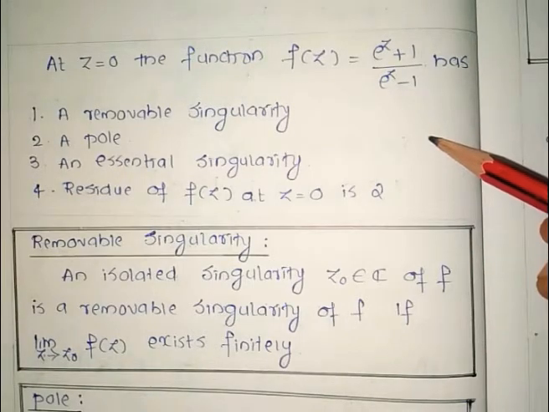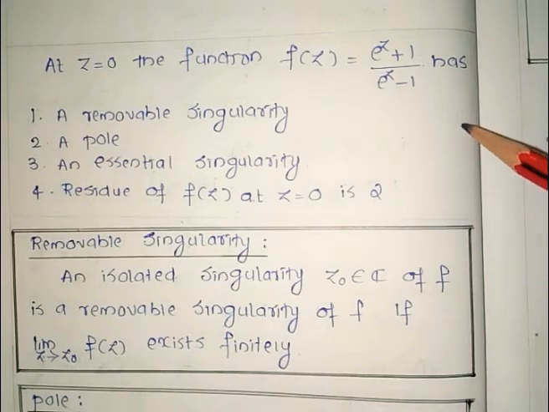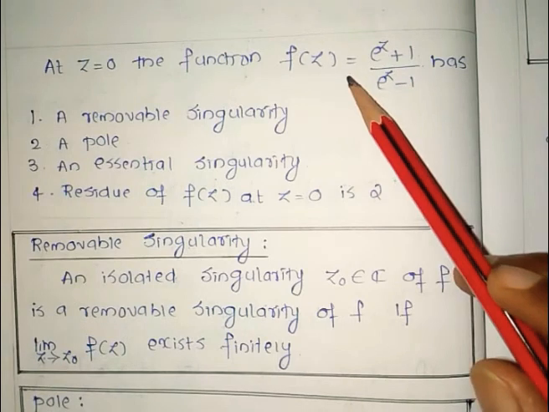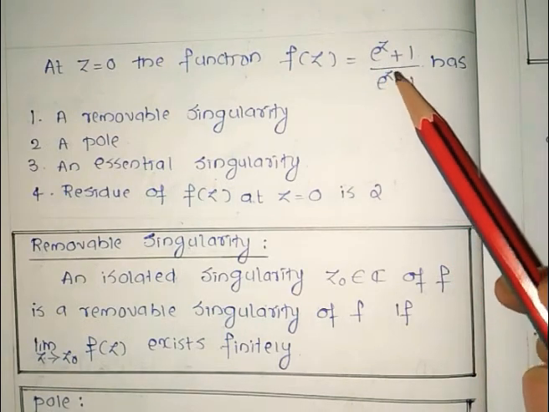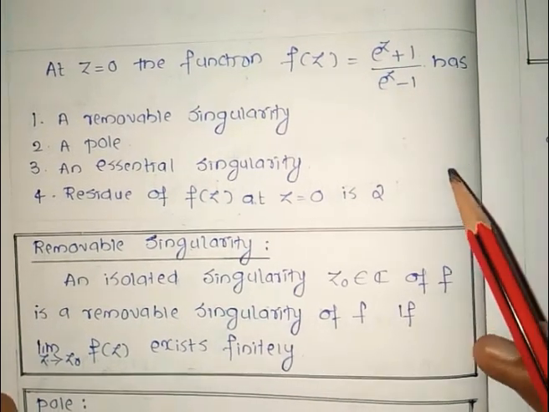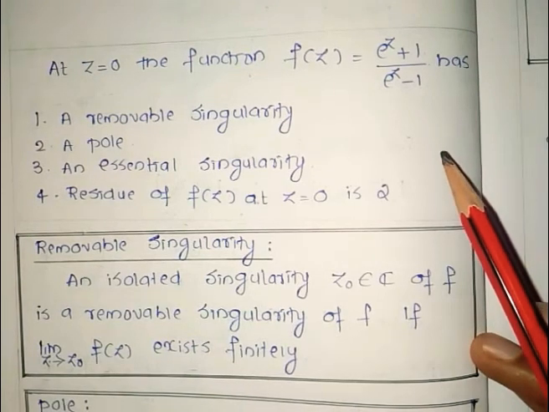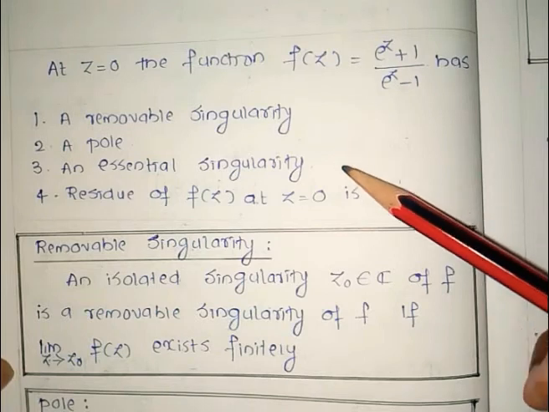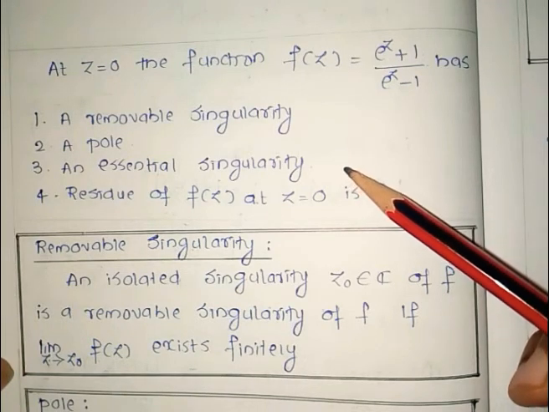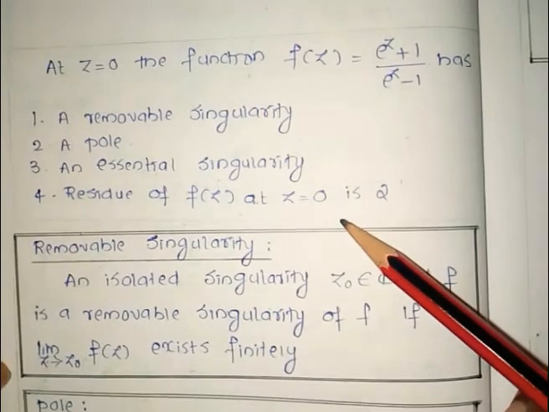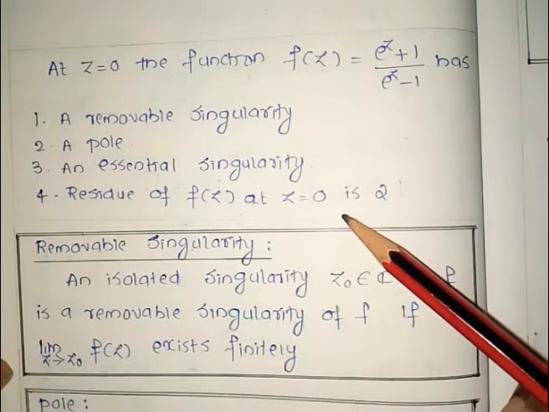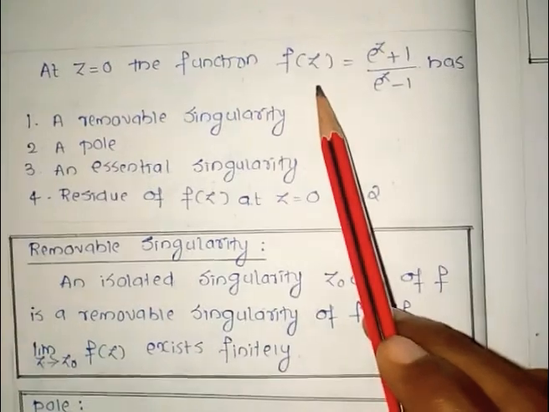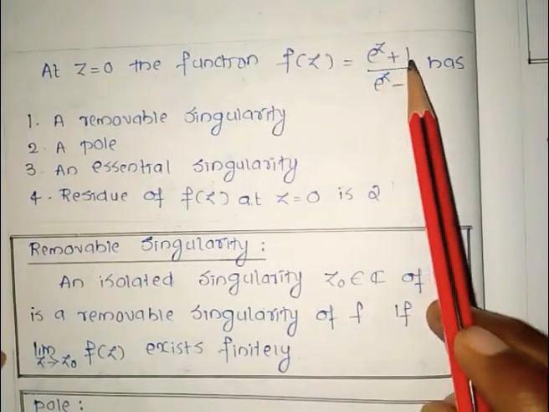Now the next question, it's also a part C question. At z is equal to 0, the function f of z is equal to e power z plus 1 divided by e power z minus 1 has: option number 1, a removable singularity; option number 2, a pole; option number 3, an essential singularity; and option number 4, residue of f of z at z is equal to 0 is 2.